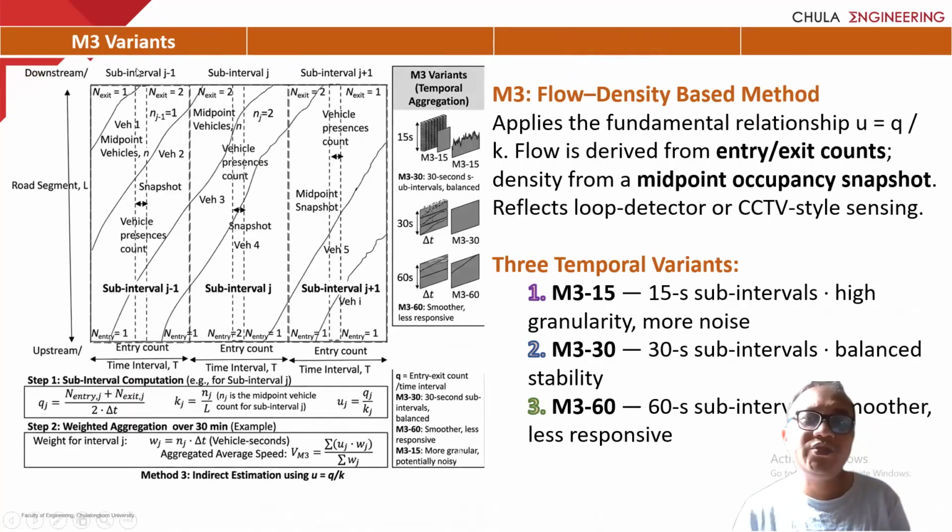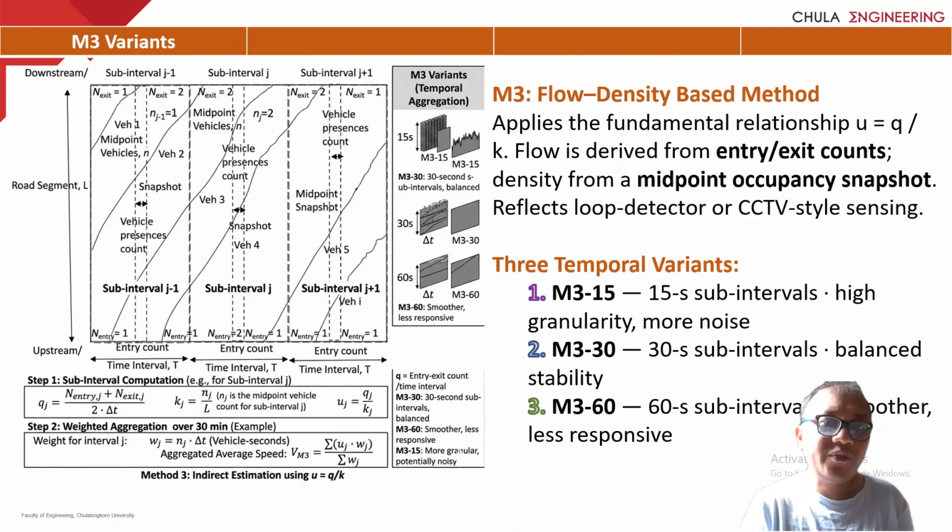In the M3 variants, where we have the flow-density based method, we calculate the flow, which is the number of vehicle entries and exits within the 5-minute time interval. The average of it is considered. Then the density is calculated by the snapshot at the midpoint of this time interval. After that, the flow is calculated, and the speed is calculated by flow divided by density.